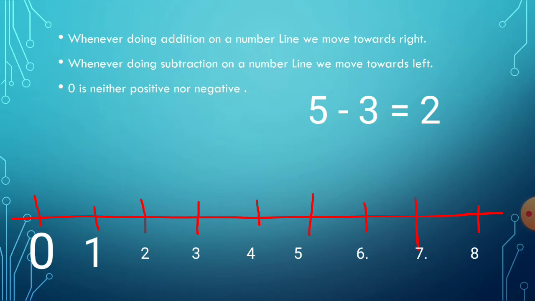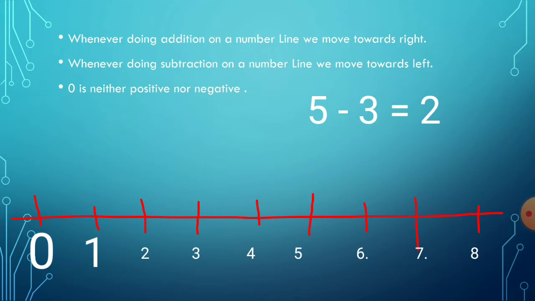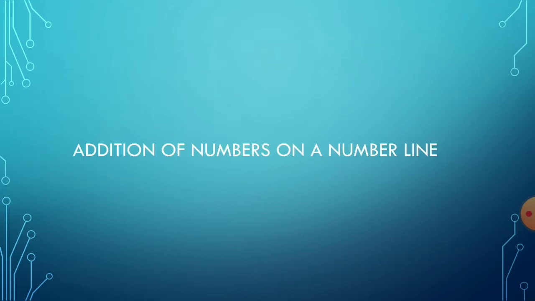5 minus 3. So the first number is 5 and minus means moving towards the left. So we move 3 units towards the left. Now 0 is neither positive nor a negative number. You should remember that always. Moving on, how to add numbers on a number line.